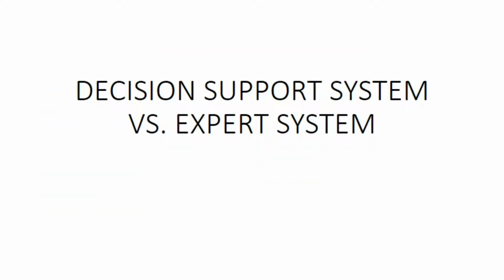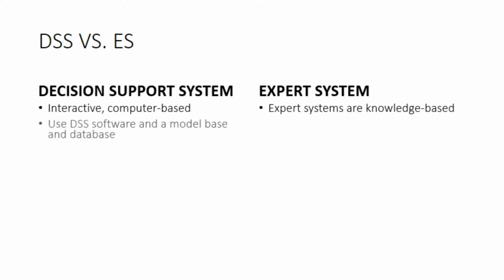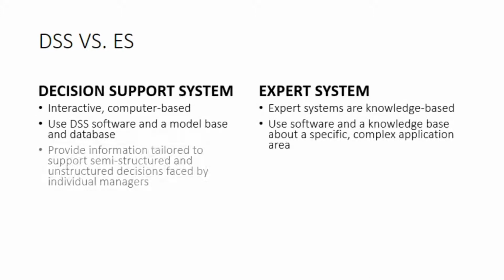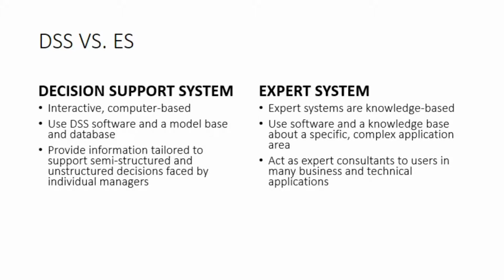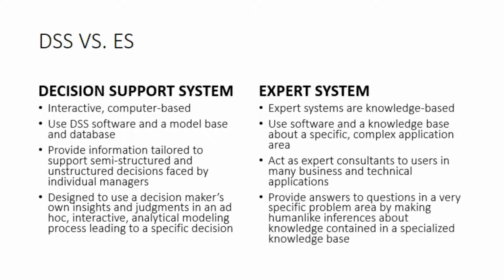In the expert system, there is also a system called decision support system, which has some characteristics similar to expert system. So to differentiate these two, we here present the differences as follows. Decision support systems are interactive, computer-based information systems that use DSS software and a model-based and database to provide information tailored to support semi-structured and unstructured decisions faced by individual managers. They are designed to use a decision maker's own insight and judgment in an ad hoc, interactive, analytical modeling process leading to a specific decision.